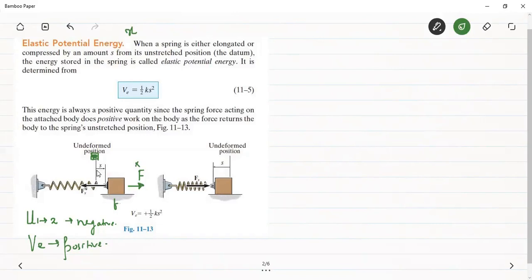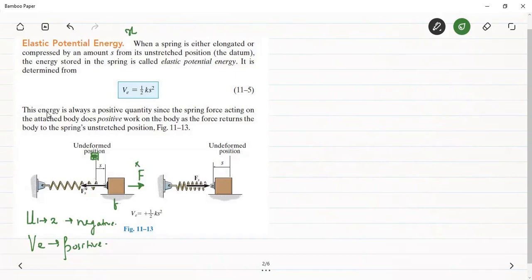Therefore, we can say that the potential energy, or rather the elastic potential energy, is positive because it is capable of doing the positive work. What does potential energy signify? It signifies the capability of doing the work. So it is positive because it is capable of doing the positive work once we release this force and the block is moved back to its original position.